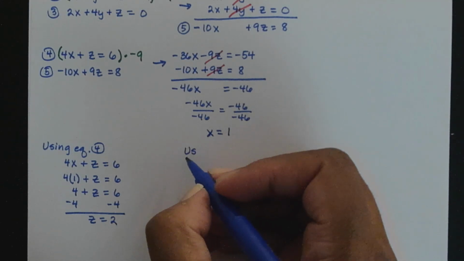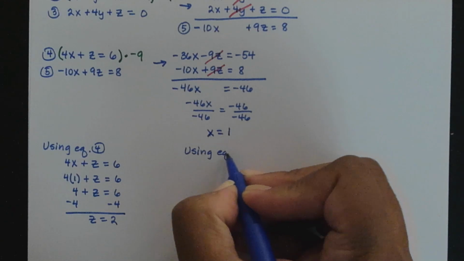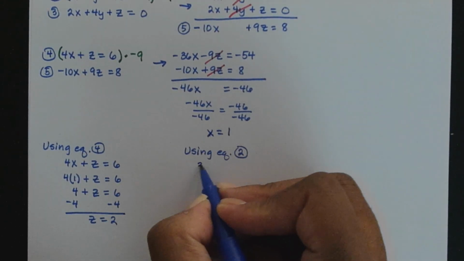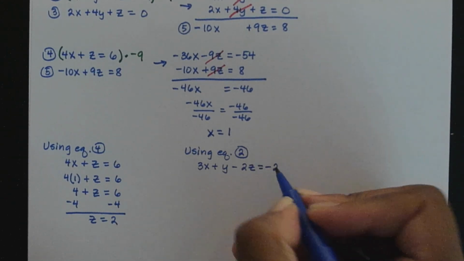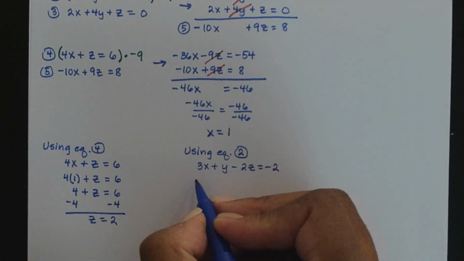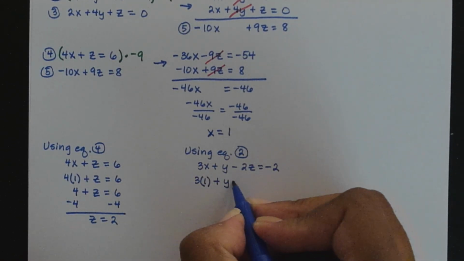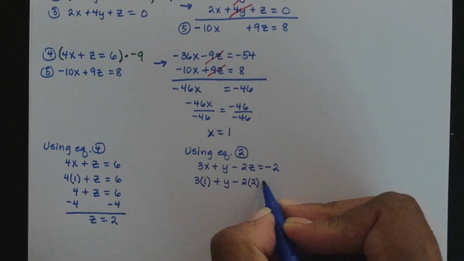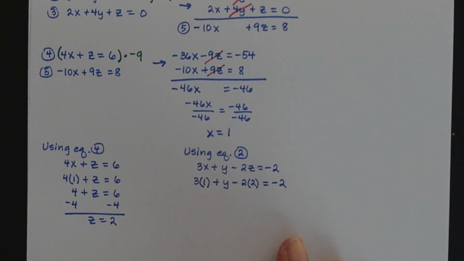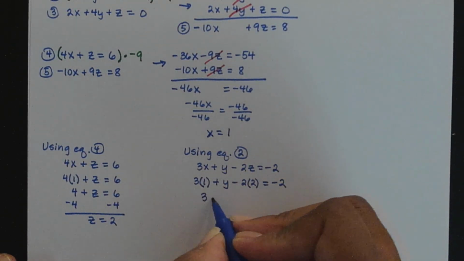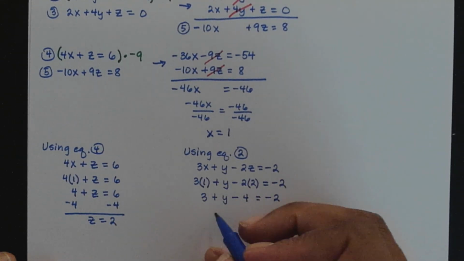Okay, tell you what. Let's use 2. Because notice on equation 2, I have a 1 coefficient for the y. I mean, you could use the other 2, doesn't matter. X is 1, so it'll be 3 times 1 plus y, what we're trying to find, minus 2 times z, which is 2, and that's equal to negative 2. 3 times 1 would give me 3, plus y minus 2 times 2, which is 4, equals negative 2.